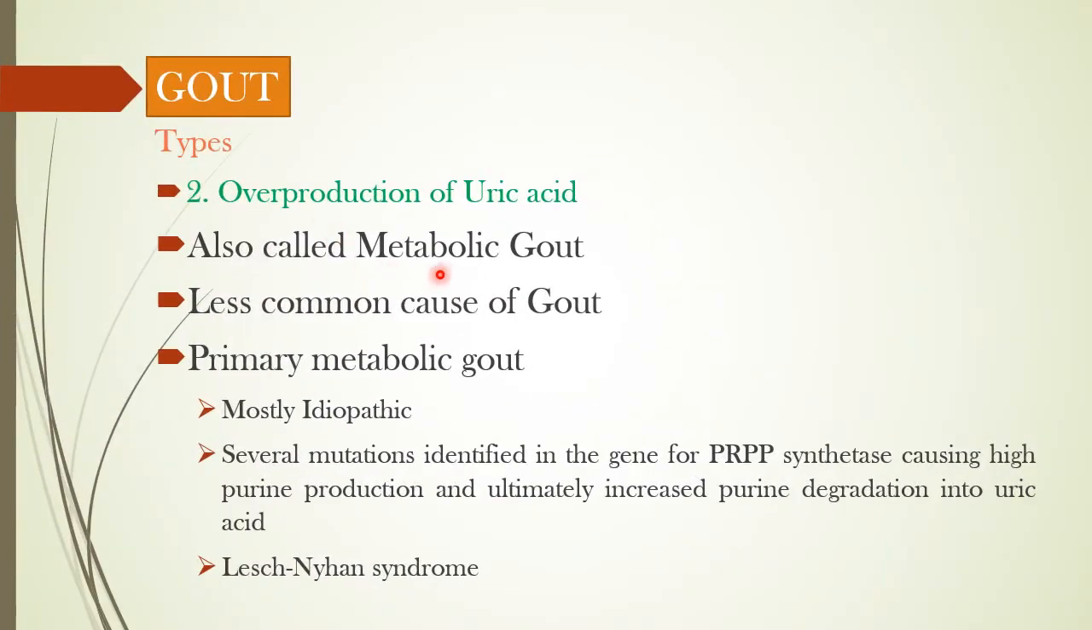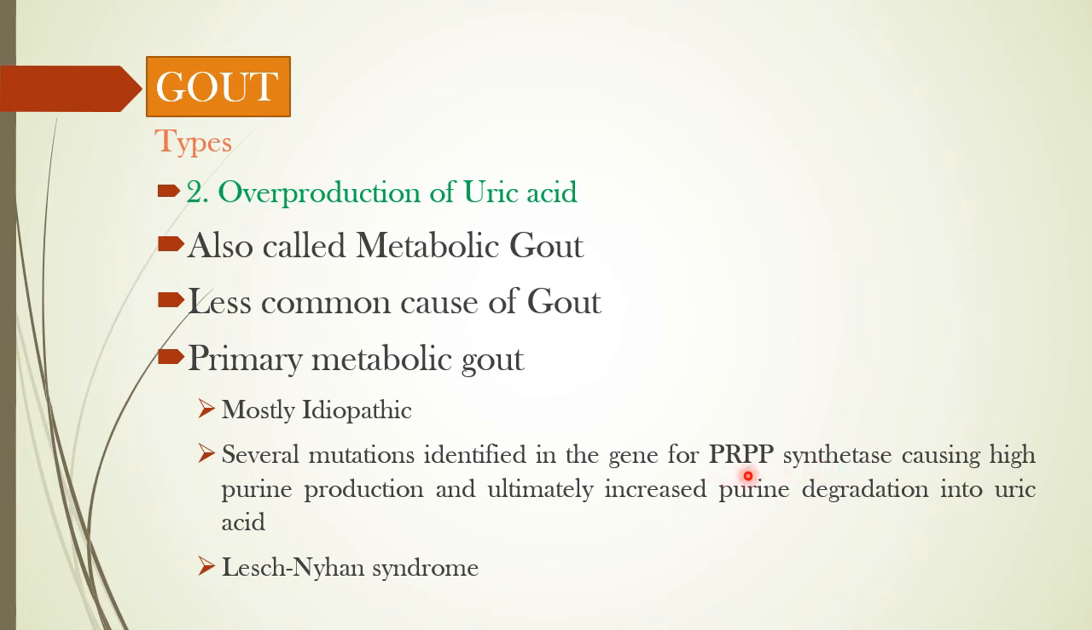The second most important cause of gout is metabolic gout, which is associated with overproduction or oversynthesis of uric acid in the body, but this is considered a less common cause of gout. It is subdivided into primary metabolic gout and secondary metabolic gout. Primary metabolic gout is mostly idiopathic, which means the cause is unknown, but several mutations have been documented in the gene of phosphoribosyl pyrophosphate synthetase that may lead to hyperuricemia.